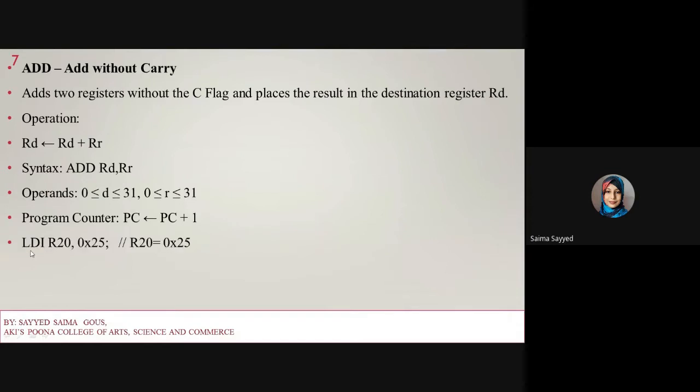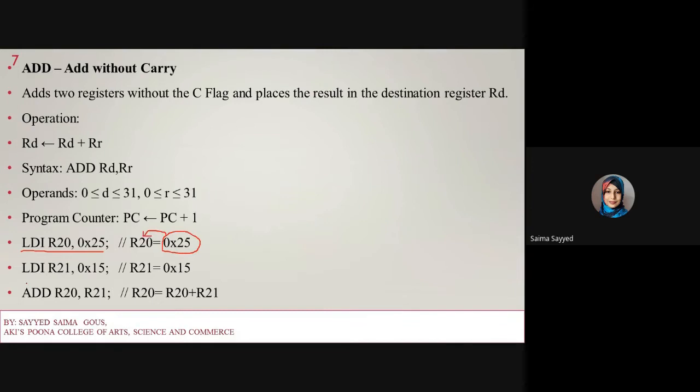Next we will see one example. LDI R20, 0x35 means 0x35 gets loaded into R20. Then LDI, load immediate R21 with 0x15, so 0x15 gets loaded into R21. Then we have to add these two registers: ADD R20, R21. So R20 will become R20 plus R21, and the addition of these two gets stored in R20. This is add without carry.